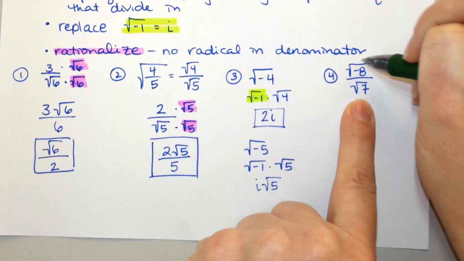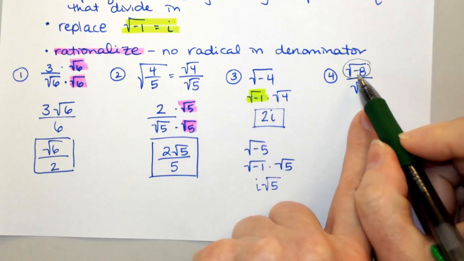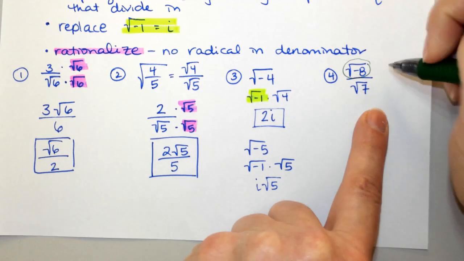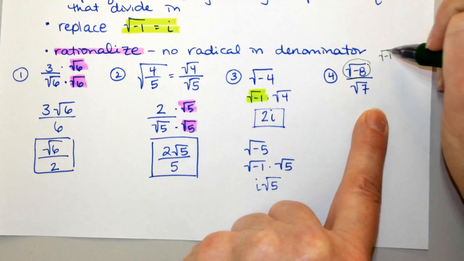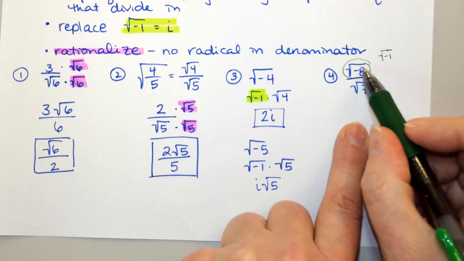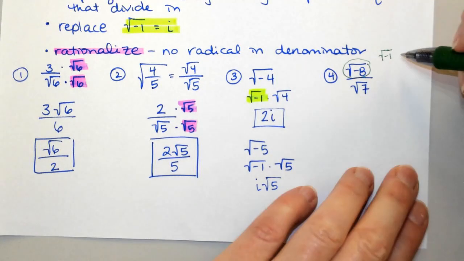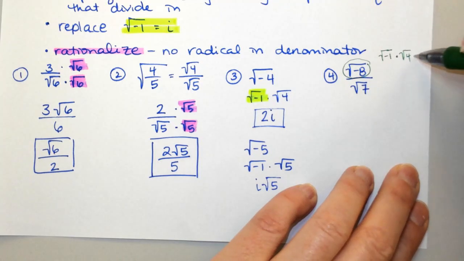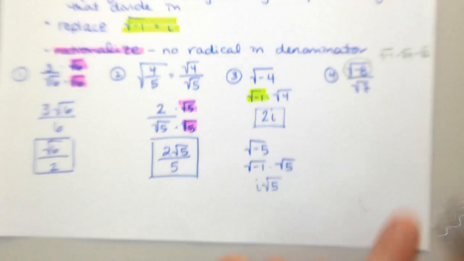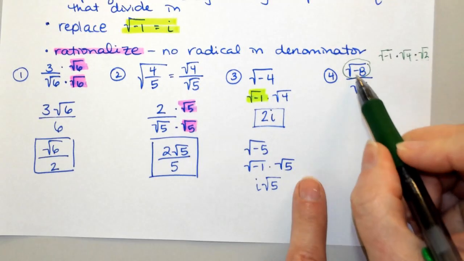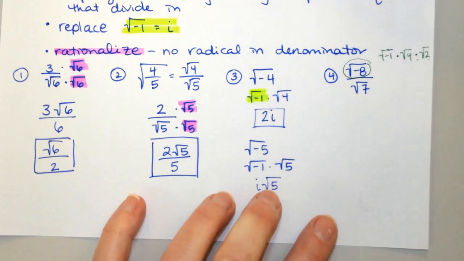So I'm looking at this numerator, and I'm going to see if I can simplify it some. I'm going to think of it as the square root of -1 to get rid of that negative. And then what's a perfect square that divides into 8? 4. So I'm going to think of that as the square root of 4 times the square root of 2. If I multiply all of this together, I still get -8, but that way I can simplify a little bit more.